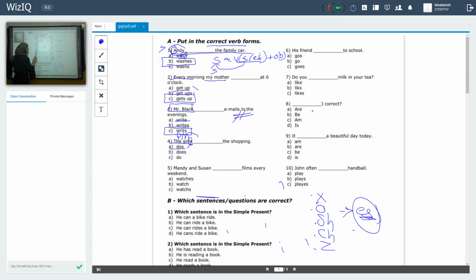Plural noun. So we will never add what? Add es or s to the final position of the verb. So the girls do the shopping. Okay. Mandy and Susan watch films every weekend. Here we have a keyword, every, that means this sentence is in the simple present tense.